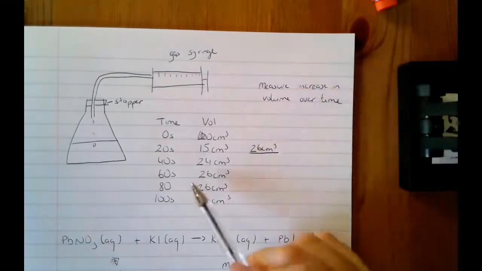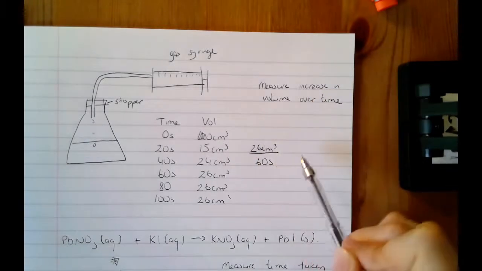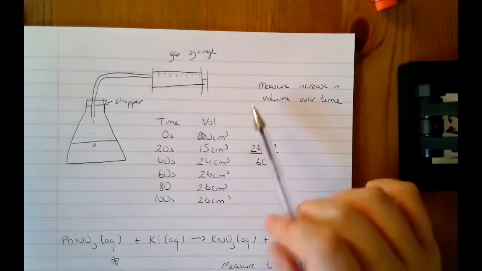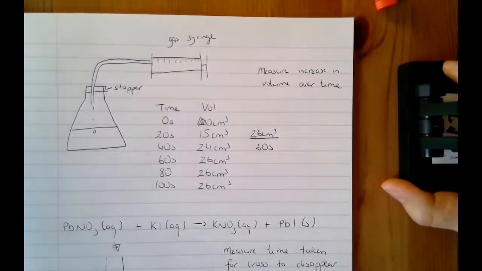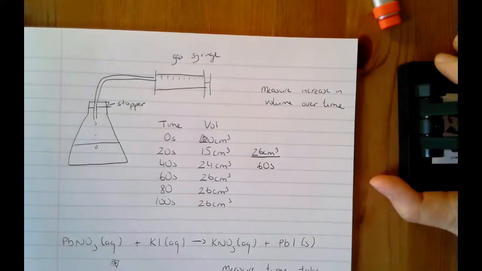And the time taken for that change was 60 seconds. So you divide 26 by 60, and your units will be centimeters cubed per second. So you're measuring the increase in volume, and you're doing it over time so that you can calculate the rate at the end. For both of these examples, I was reliant on a gas being produced.